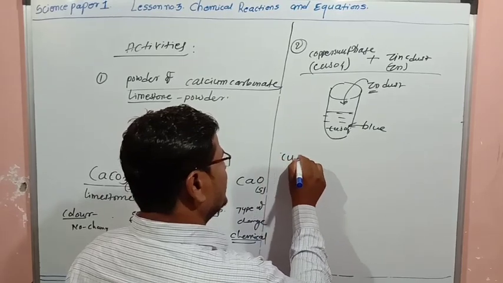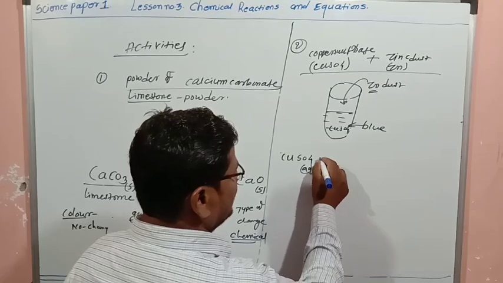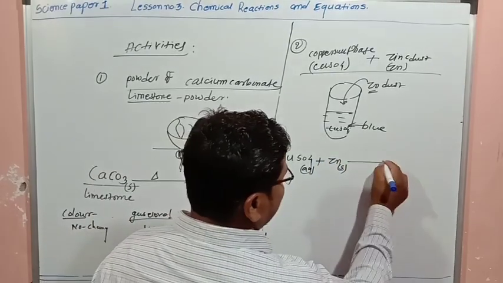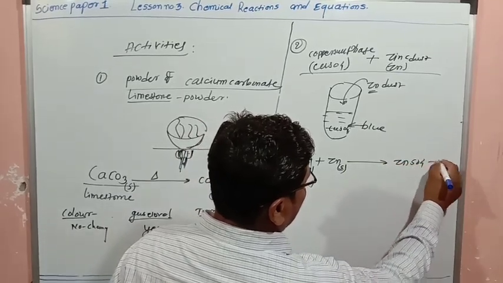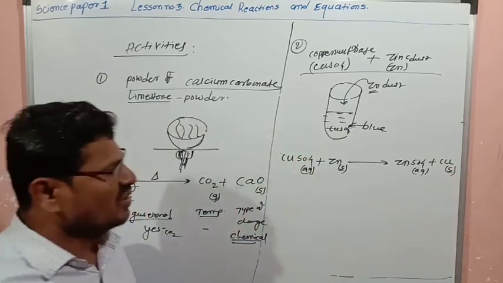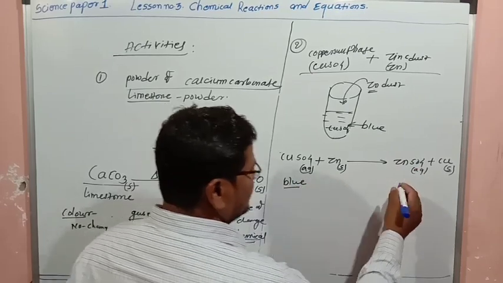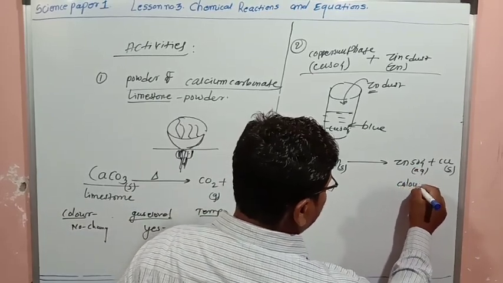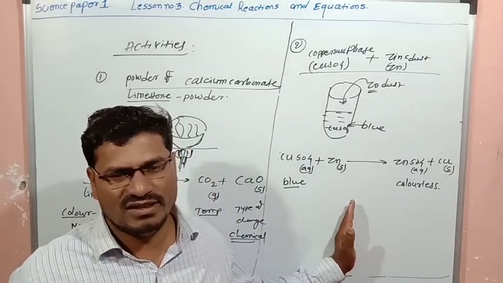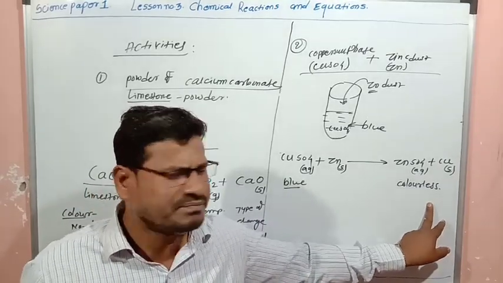You are taking CuSO4, copper sulfate, which is aqueous in nature, plus Zn dust, which is in solid state, then you will get ZnSO4 plus Cu, aqueous, and this one will be solid. Here copper sulfate is blue in color, and ZnSO4 is colorless. So if you see in this reaction, a color change will be there. Blue color will get converted to a colorless solution.